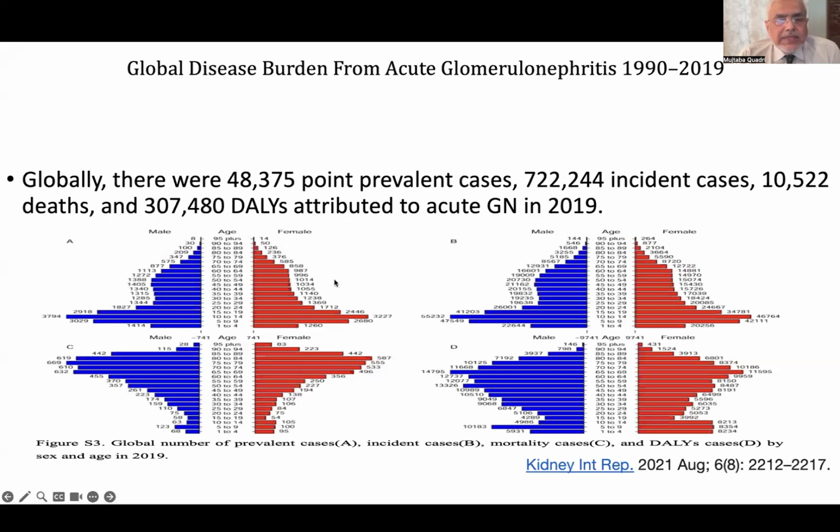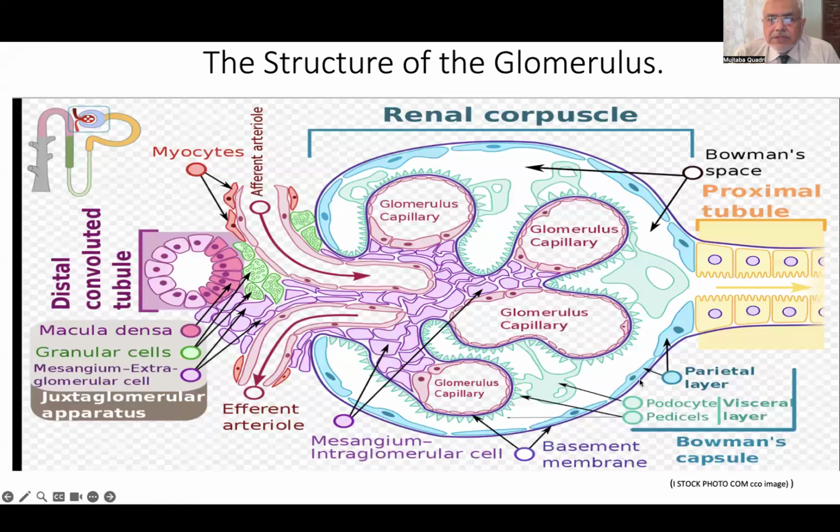So if you just look at this particular 30-year distribution of the global burden of glomerulonephritis, you can see that there's a big peak in early age groups in terms of both prevalence and incidence, with another second peak in the middle age groups. However, the morbidity and mortality increases at the upper extremes over the age of 60 to 80, in that range, as well as the disability-adjusted life years lost.